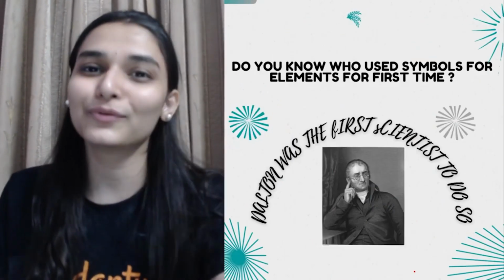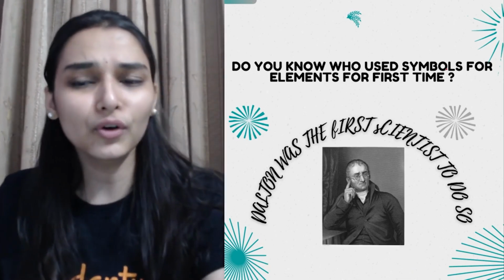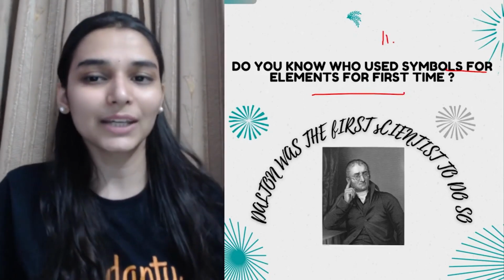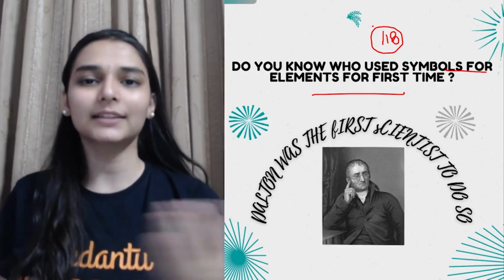Basically it would be visible to you, right? So now the next thing is, do you know who used symbols for the elements for the first time? Now we have 118 different elements, but earlier there were not so many elements.